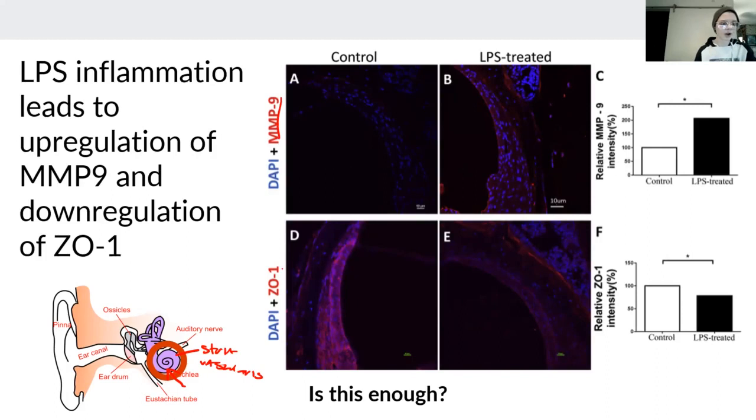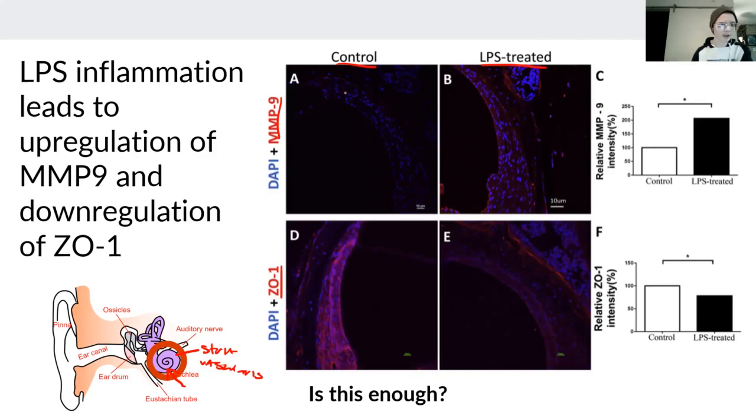immunohistochemistry tests. On the top row, we're testing for MMP-9. On the bottom row, we're testing for ZO-1. On the left column, we're looking at the control, and on the right, we're looking at the ones that are responding to the inflammatory agent. And so let's look first at figure A here, the control of the MMP-9.